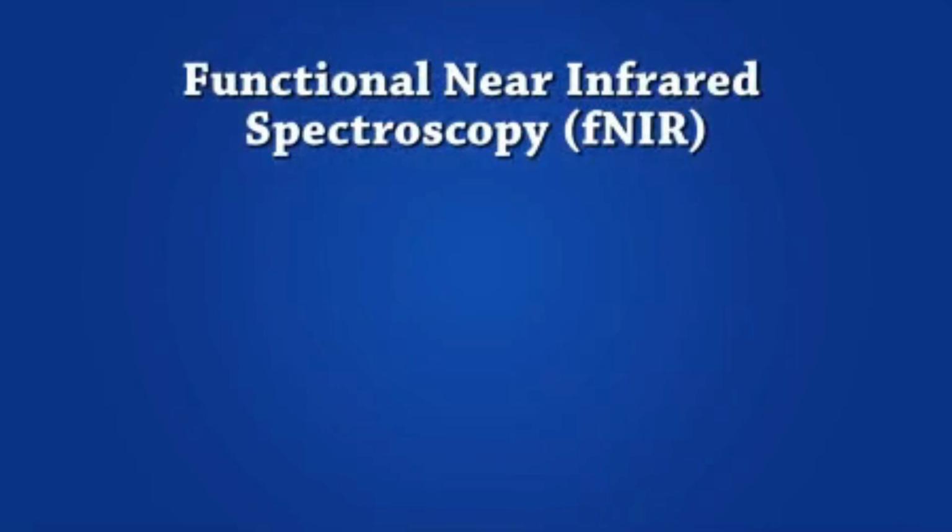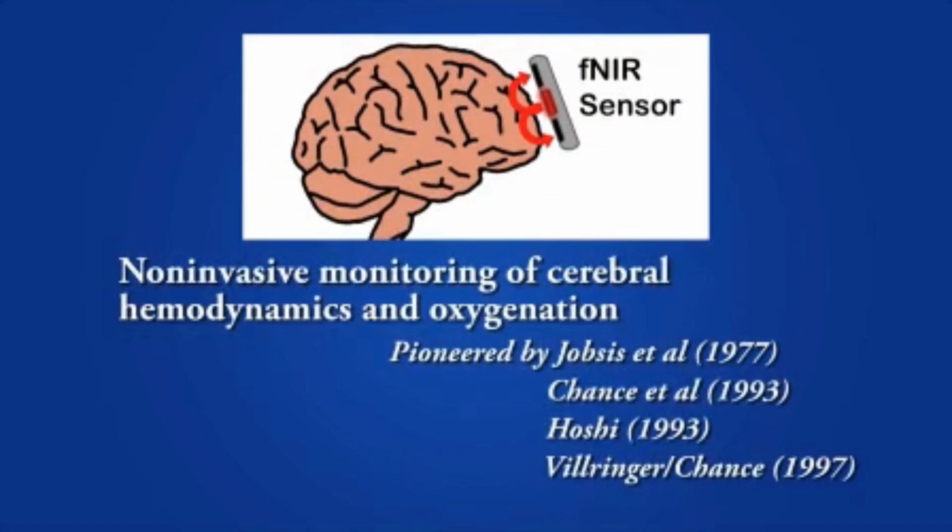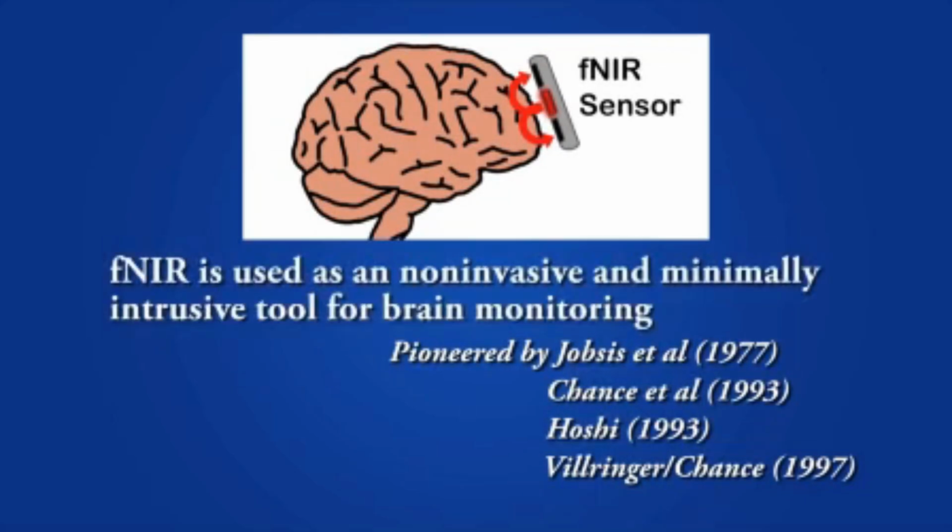fNIR is an optical brain monitoring technique that uses near-infrared light to track changes in hemodynamic responses within the cortex. Non-invasive monitoring of cerebral hemodynamics and oxygenation were first demonstrated by Jobsis and colleagues in 1977. This technology allows the design of portable, safe, affordable, non-invasive, and minimally intrusive monitoring systems that can be used to measure brain activity in natural environments, ambulatory, and field conditions.